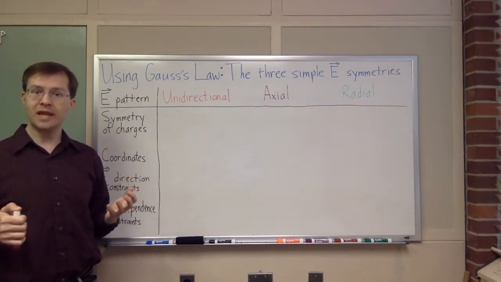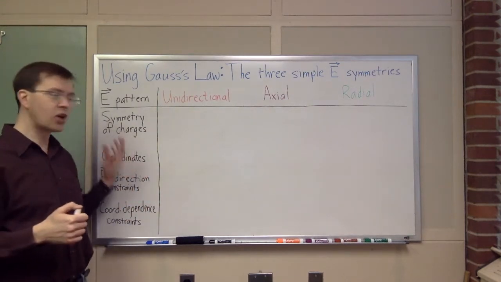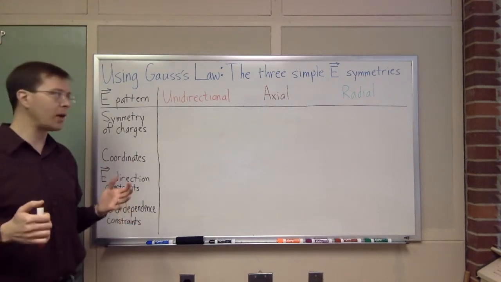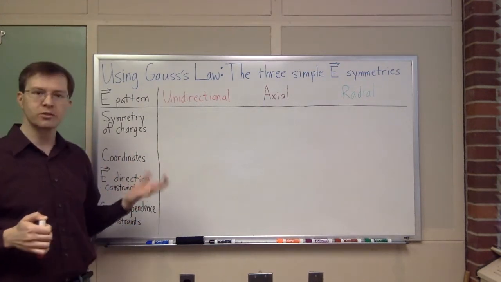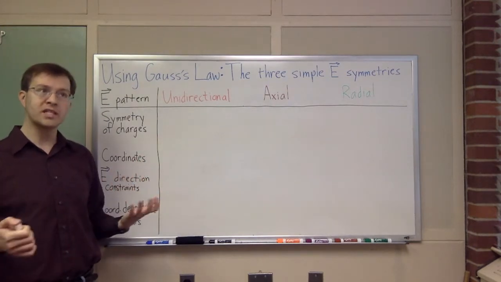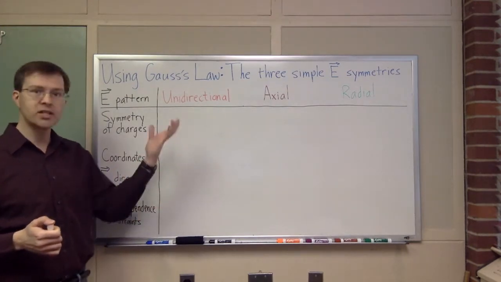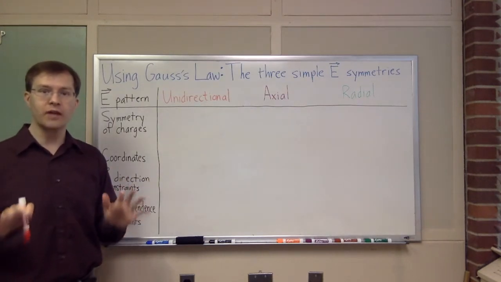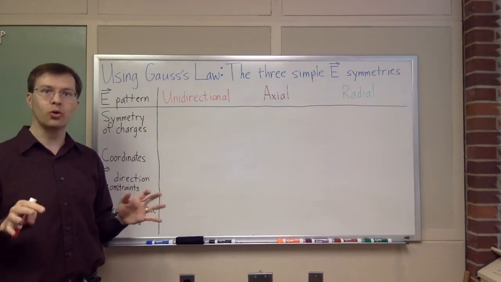Now, each one of those cases is the result of a charge distribution that has a special symmetry. And so what I want to do today is to talk about those three special symmetries of charges and how we can reason from symmetry to put constraints on what type of electric field we can have. This is actually a really useful and broadly applicable tool in physics.